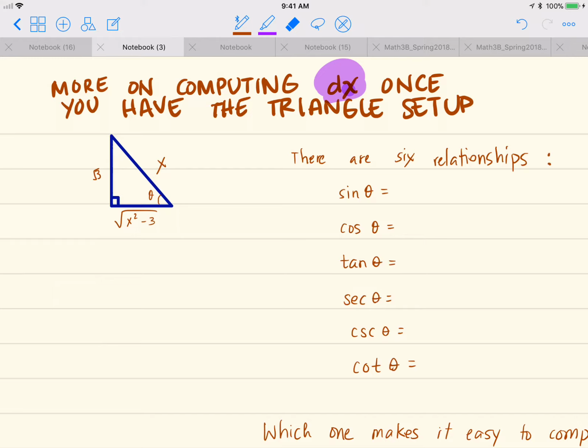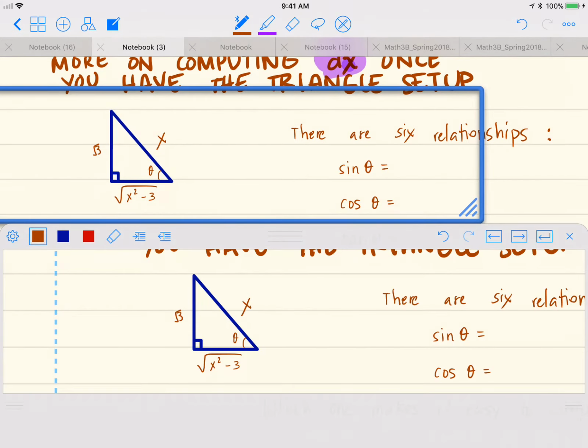That's very simple. There are 6 relationships between x and theta. Why are there 6? Because we've got sine, cosine, and so on, and each of these gives us a different relationship. So let's go ahead and write out all of the relationships. The key is that some of these relationships are easier to work with than others. That's how we're going to figure out which relationship to use, because there are always going to be 6 relationships, because there are 6 different trig expressions.